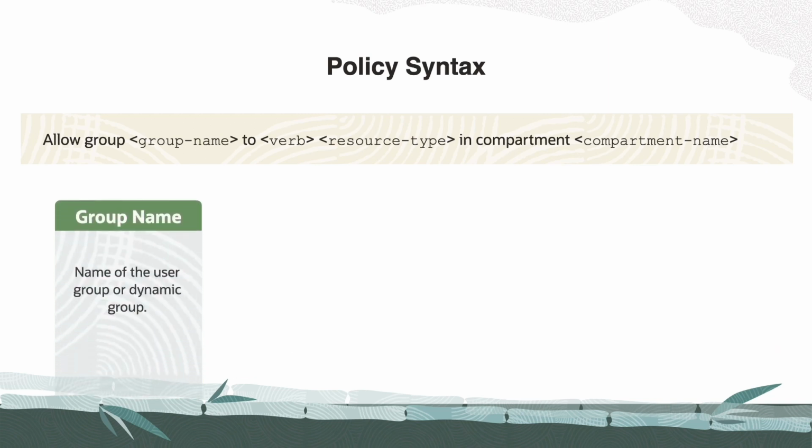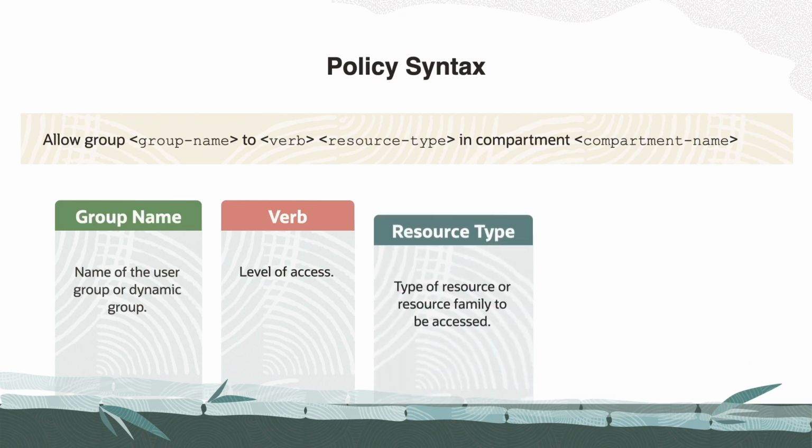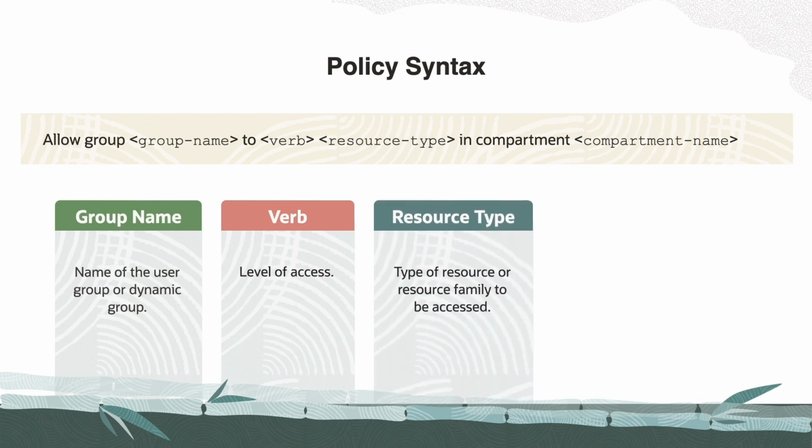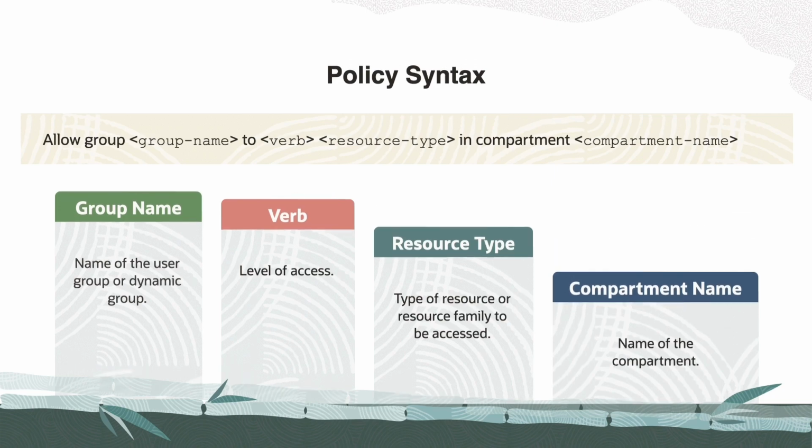Group name, this will be filled in with the name of the user group or dynamic group. Verb, this will define the level of access. We will look at different verb types next. Resource type, this will specify the type of resource or resource family to be accessed. And compartment name, this will be filled in with the name of the compartment.